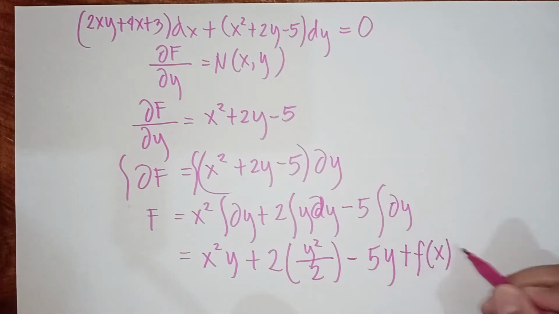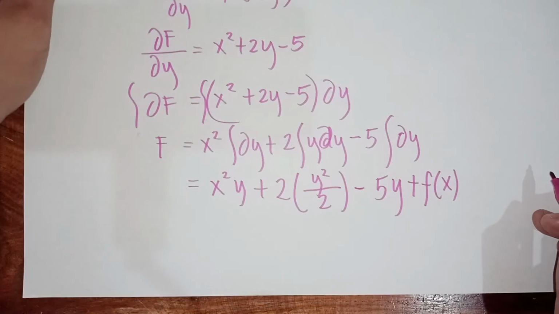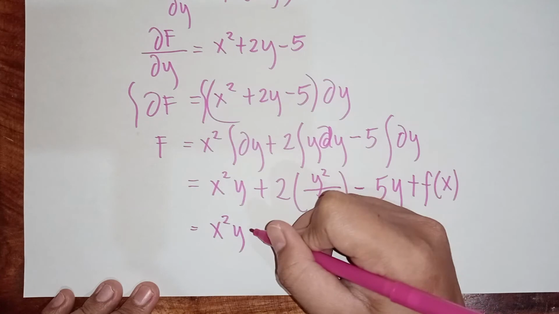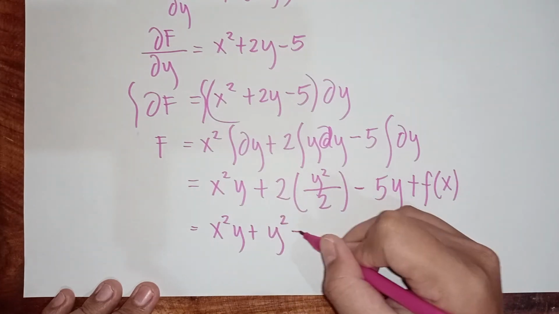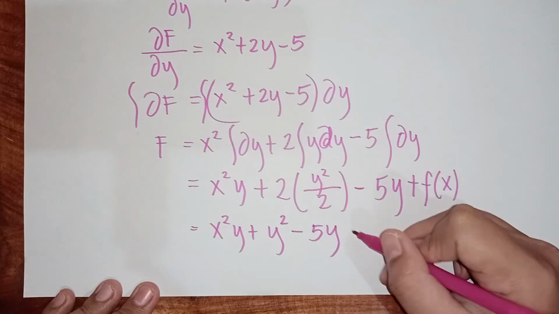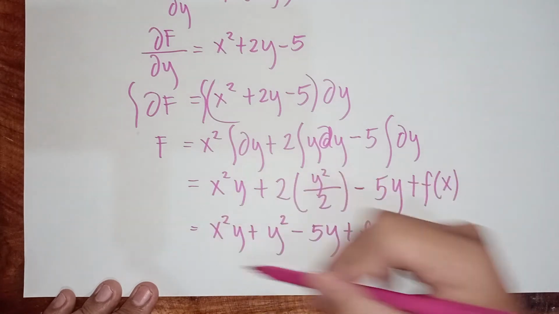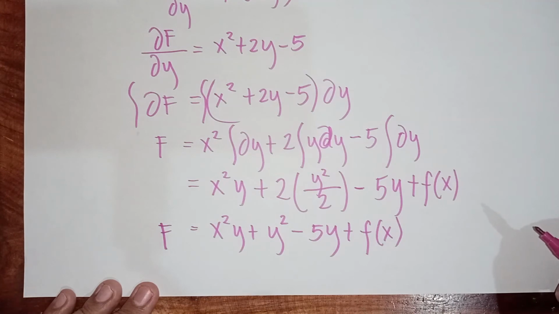Okay, explain ko mamaya bakit nag-add ako dito ng f of x instead of constant c. Okay, so by simplifying, this is now equal to x squared y plus, so makakancel, yung natira is y squared minus 5y plus f of x. Kasi pag kinuha natin yung partial derivative ng ating f with respect to y, okay, so we are going to treat the variable x as a constant.